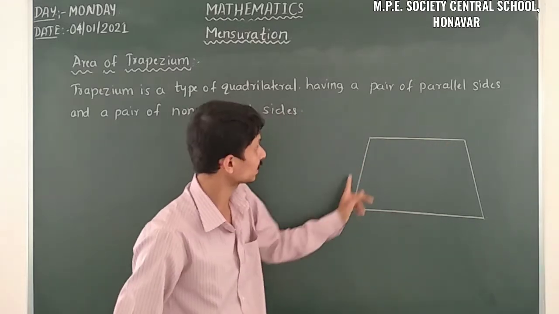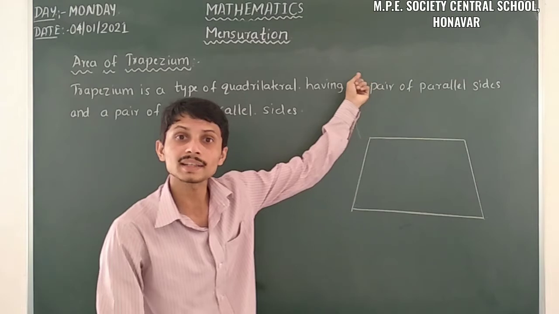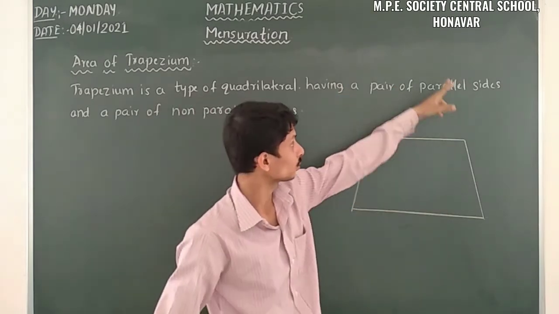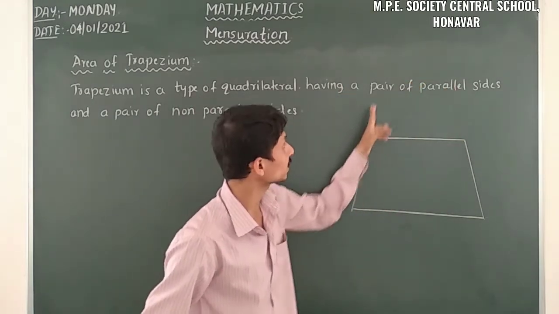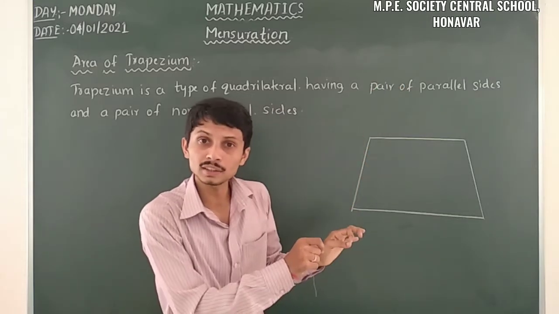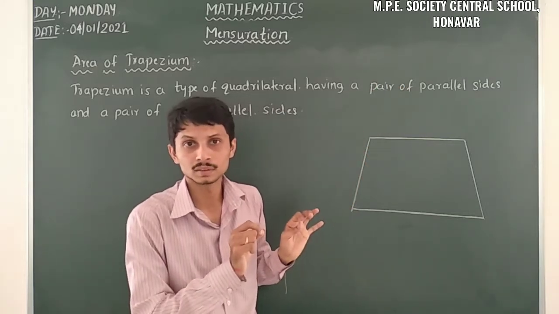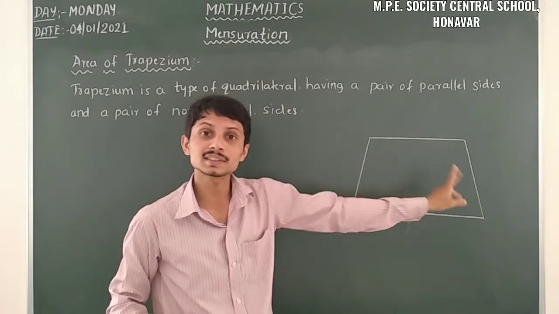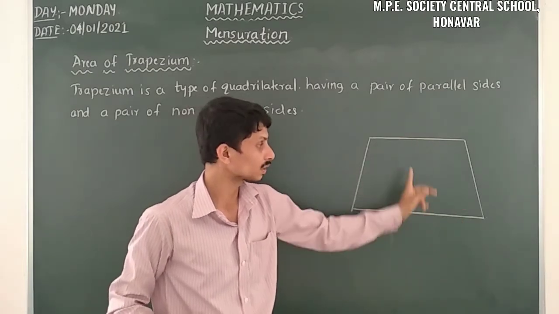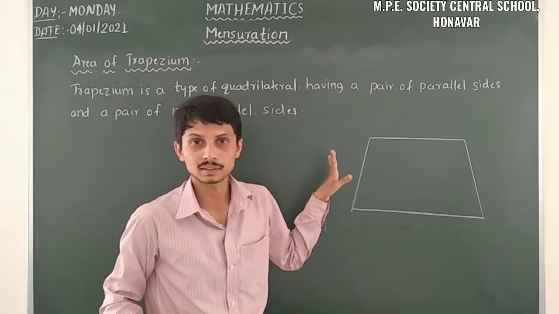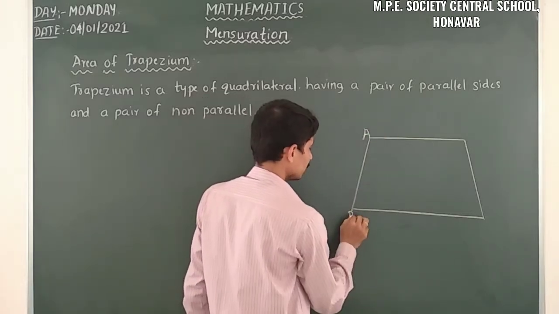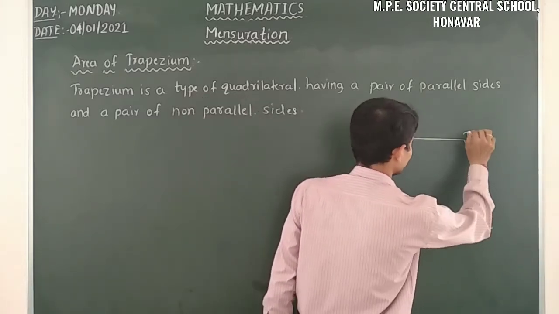Observe, when you extend both the non-parallel sides, they join at some point. That is why they are not parallel sides, they are intersecting lines. So these 2 are the parallel sides. Let us name the vertices A, B, C and D.